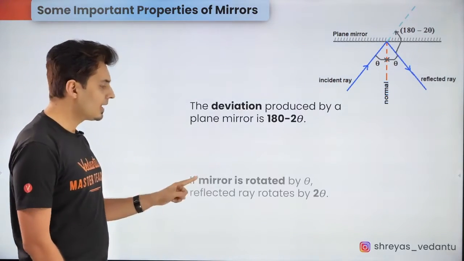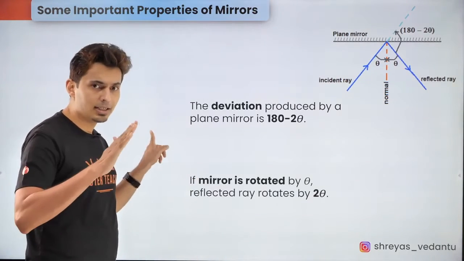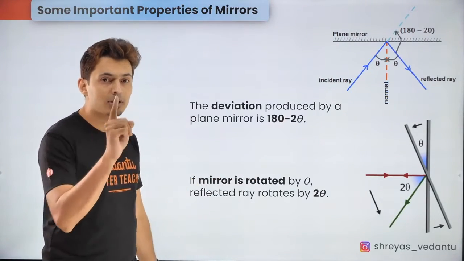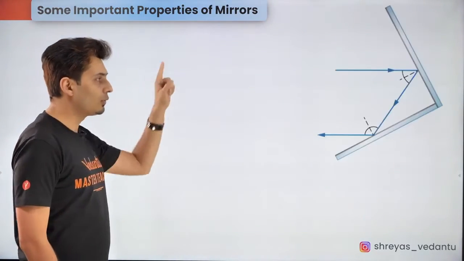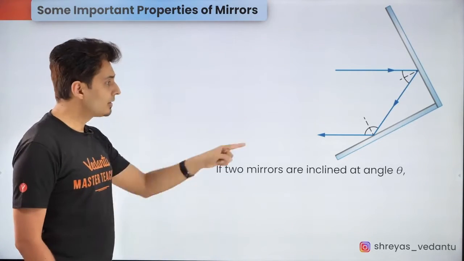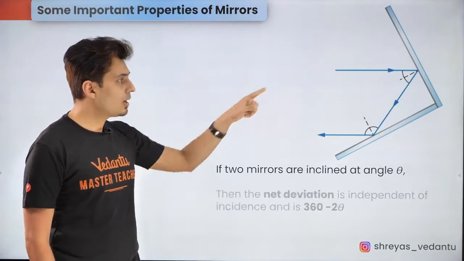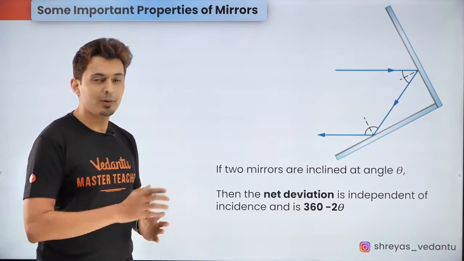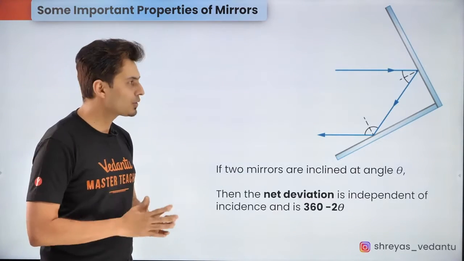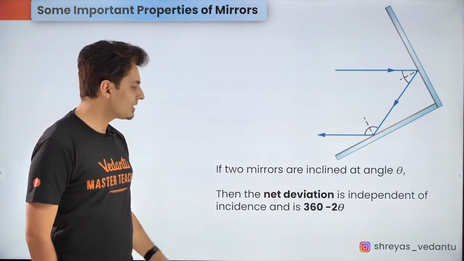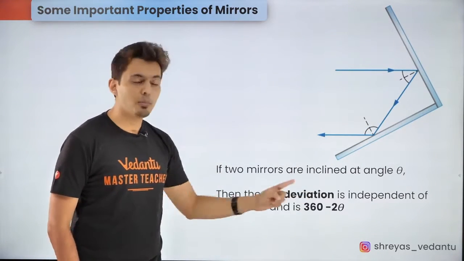Now if you take a mirror and you rotate it by a certain angle theta, then the reflected ray rotates by twice the angle, which is 2 theta. And if you have two mirrors inclined at a certain angle theta, then the reflected ray's deviation with respect to the incident ray is independent of the angle of incidence, but in fact it depends only on the angle between the two mirrors, and the final deviation is given by 360 degrees minus 2 theta.